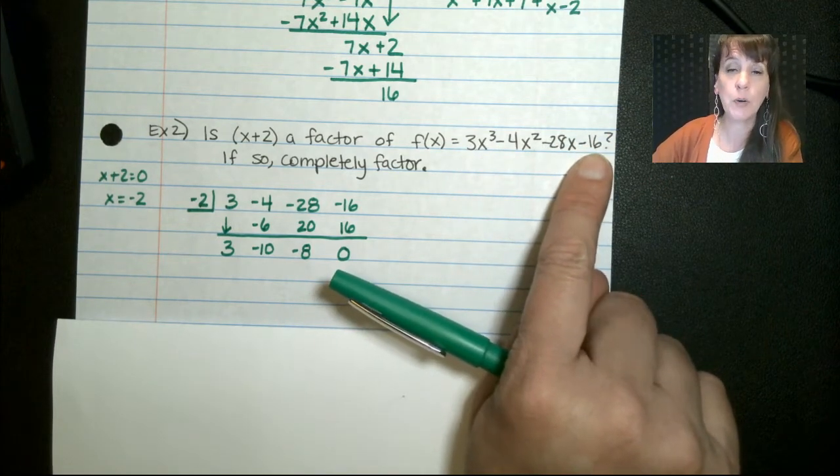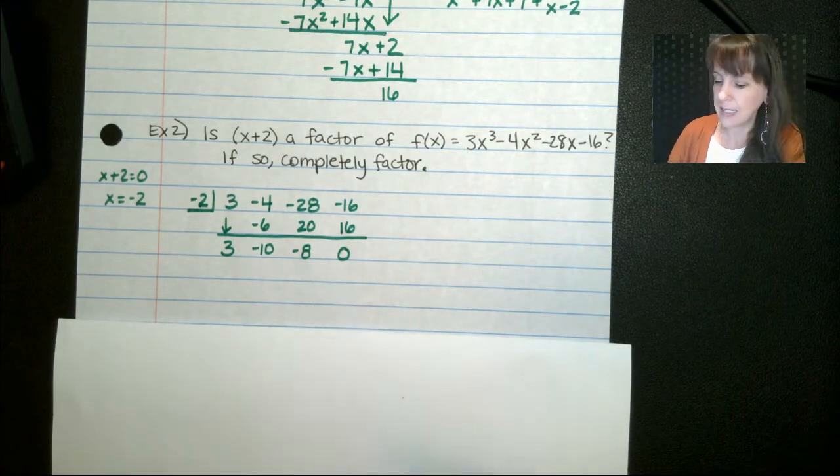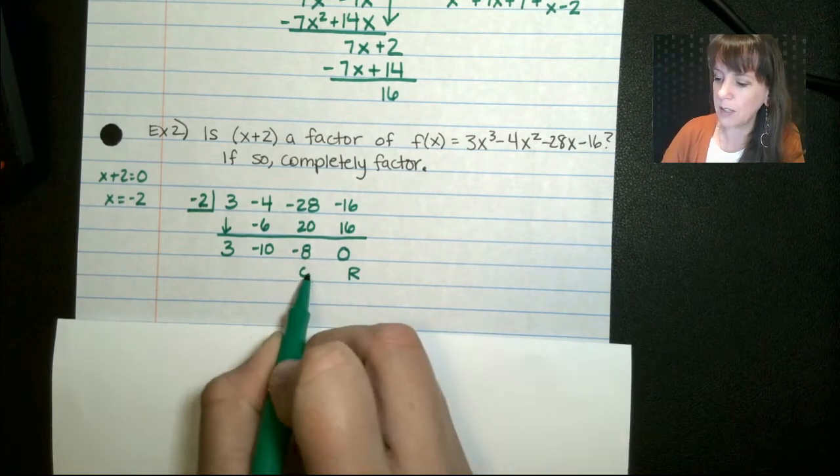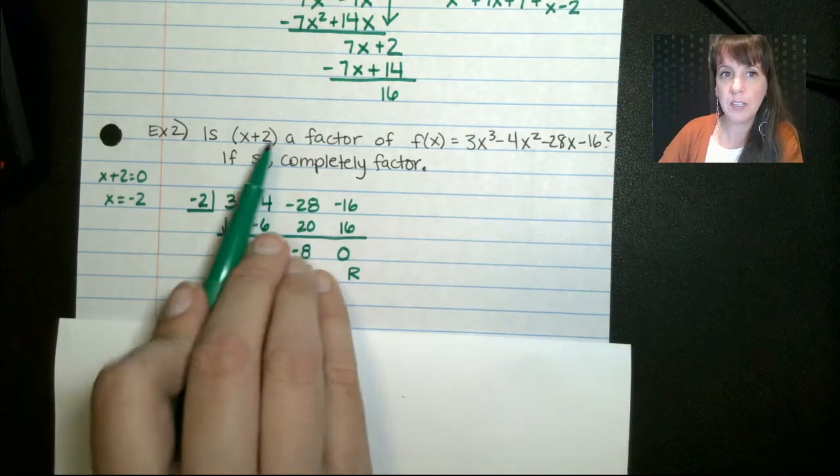You would have to use a 0 if your constant is not there. You do have to put a placeholder. So if that's the case, this is our remainder, which makes this our constant, our x and our x squared. So in fact, x plus 2 is a factor.